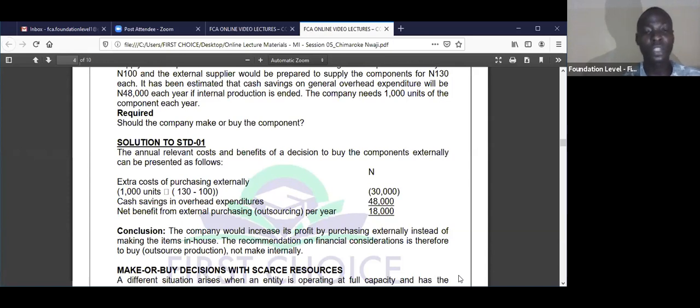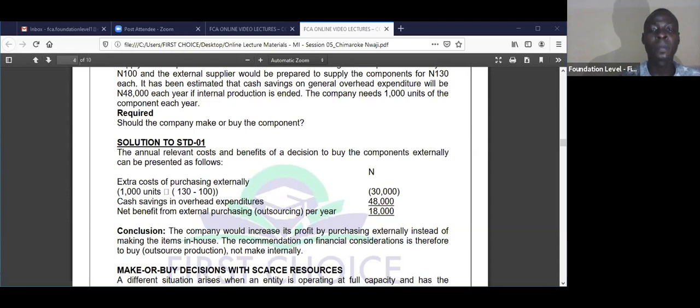So you see the conclusion here, the company would increase its profit by purchasing externally instead of making the items in-house. Okay, so that's for that. We'll now go to the next one, make or buy decisions with scarce resource.